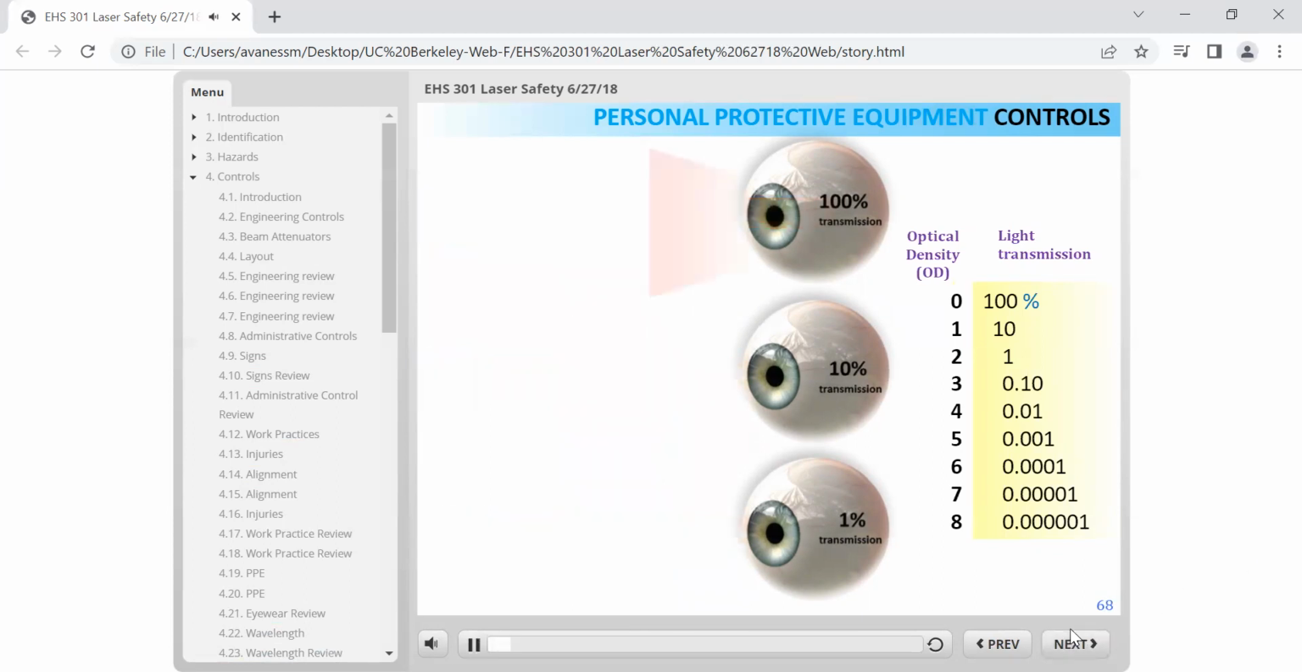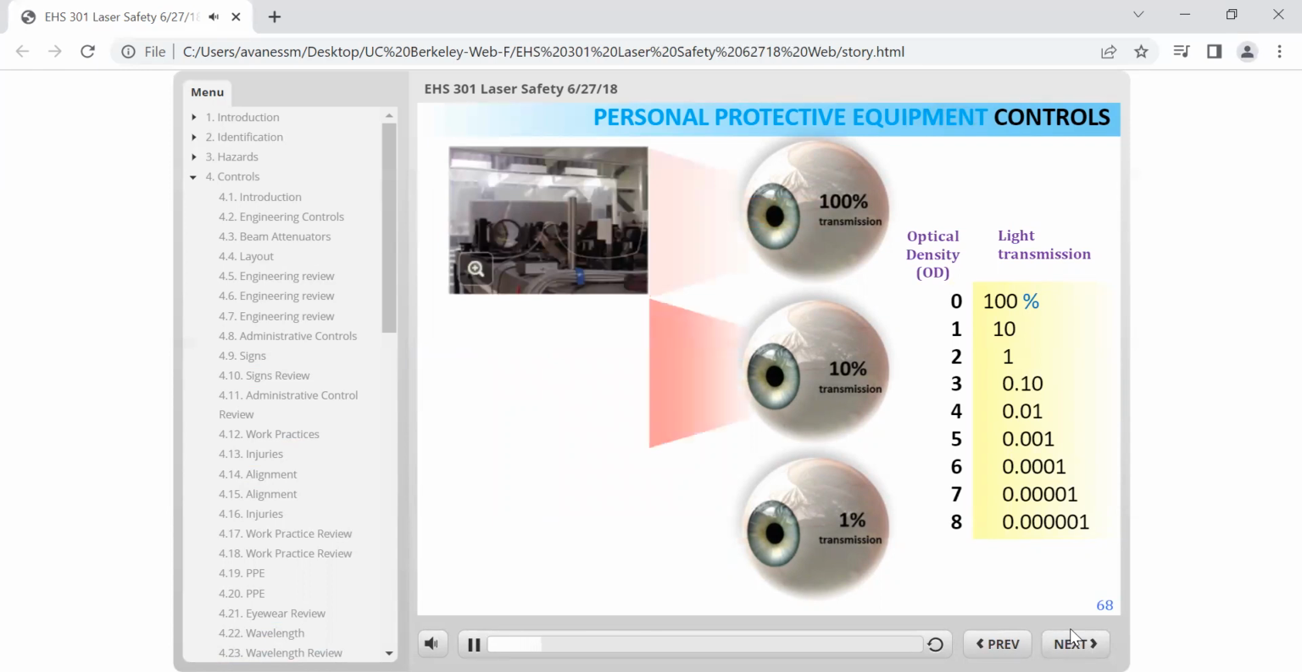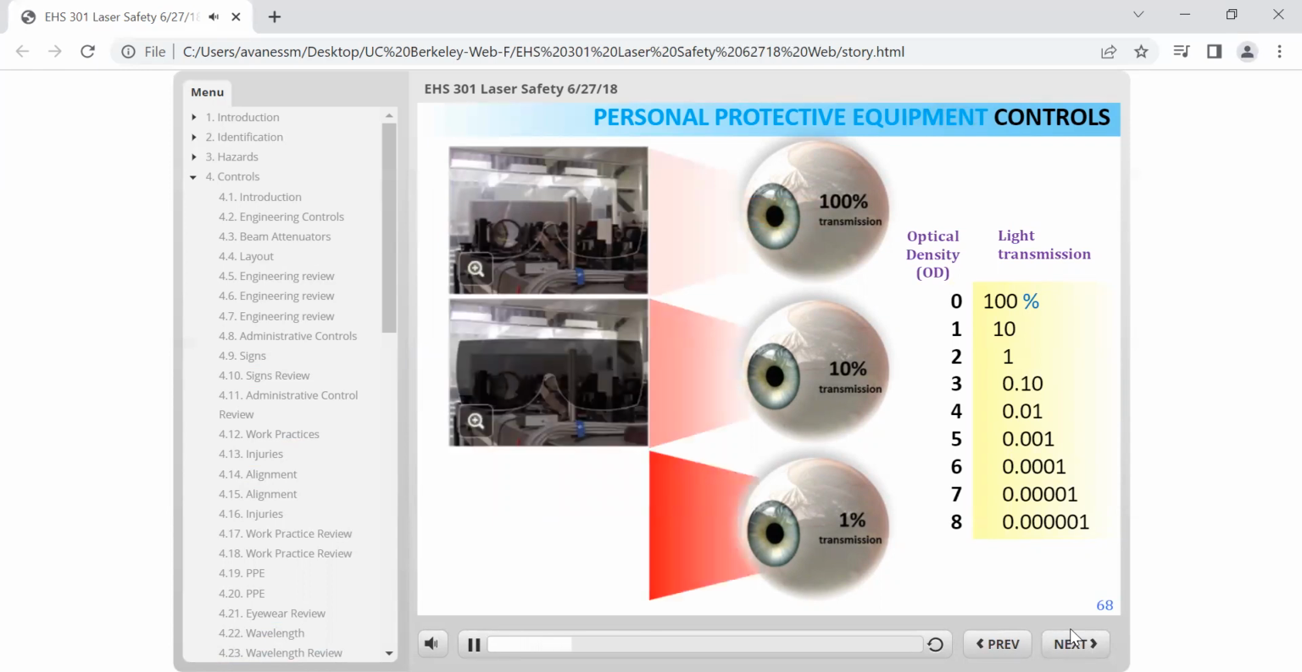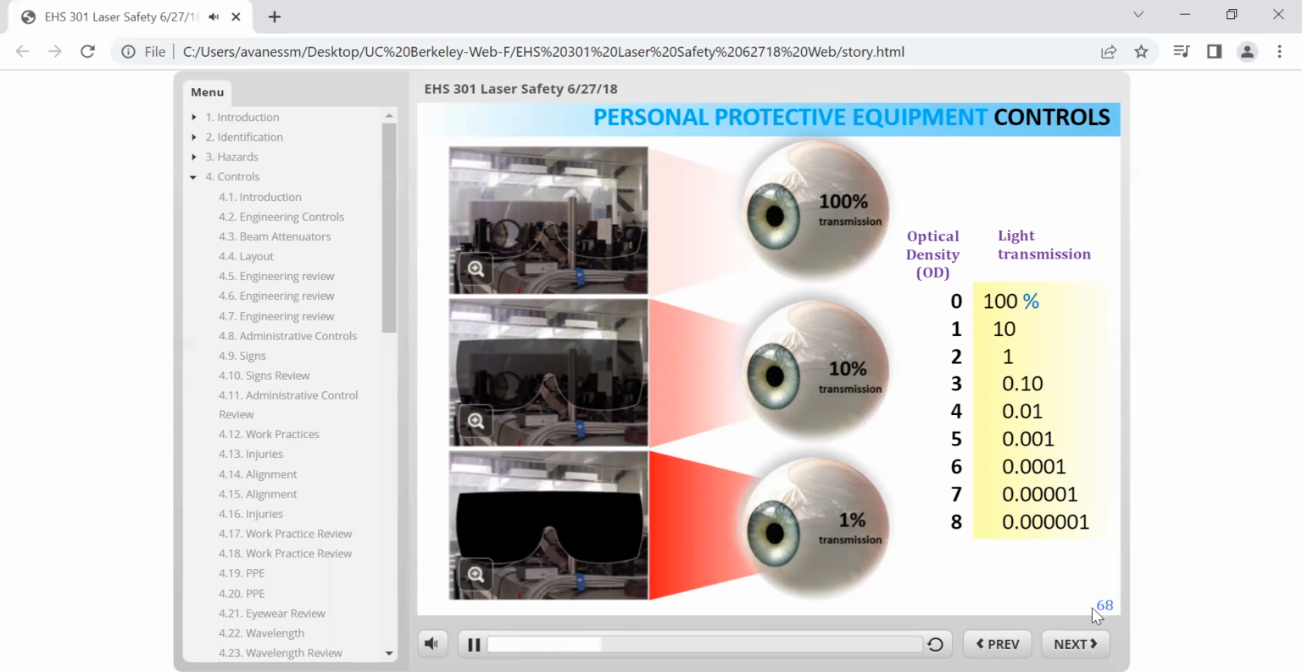In many cases, an optical density that is too high may restrict your ability to see your work, and you'll have trouble pointing or aiming your laser. An optical density that's too low allows too much of the laser beam to pass through and can damage your eyes. So how much laser light transmission is safe to be exposed to? Is it 10% or 1/1,000,000th of a percent? In other words, how do you know which optical density rating to choose?